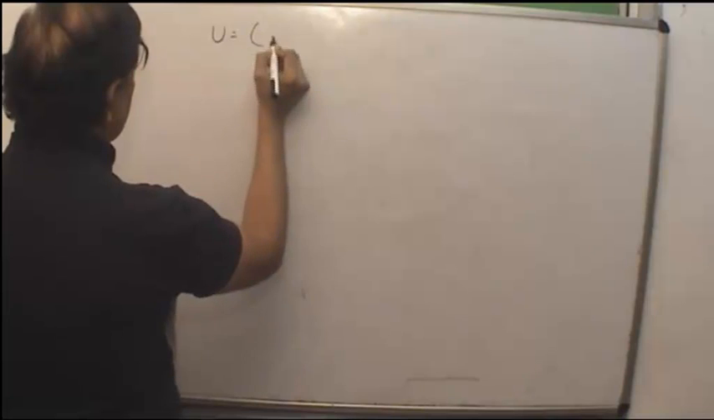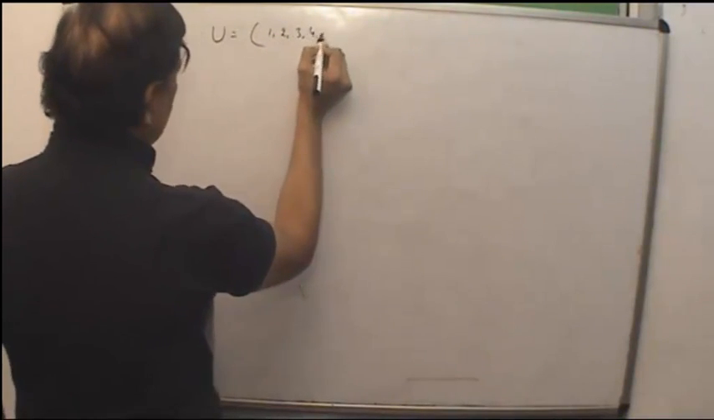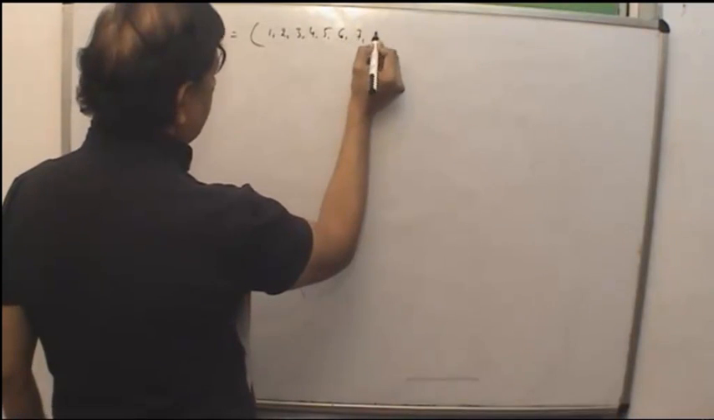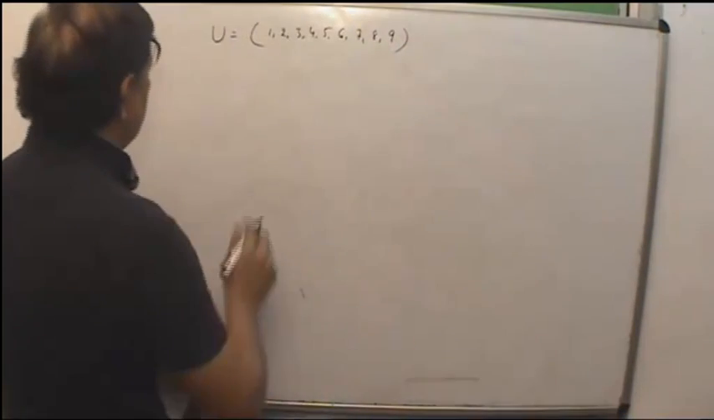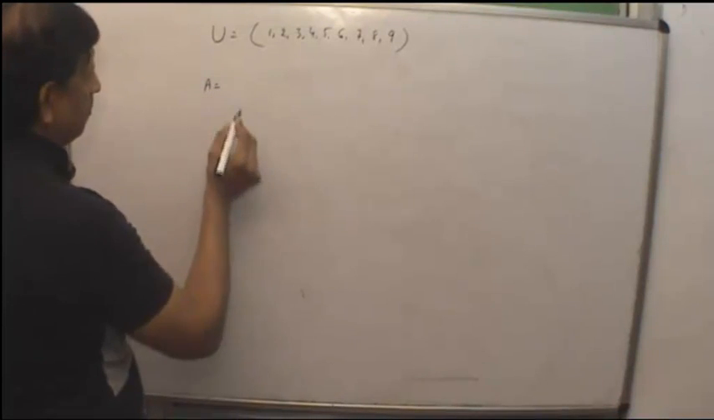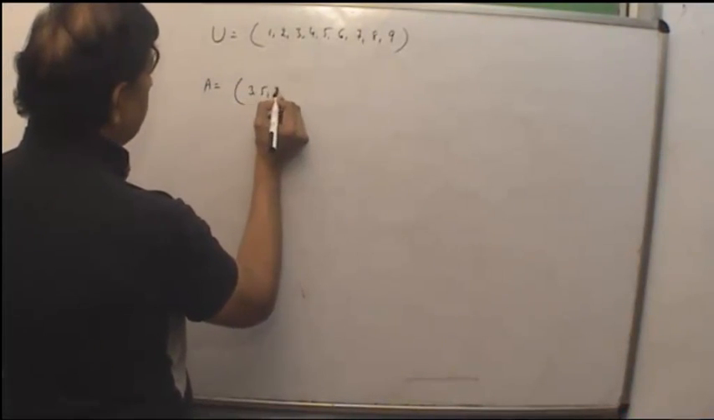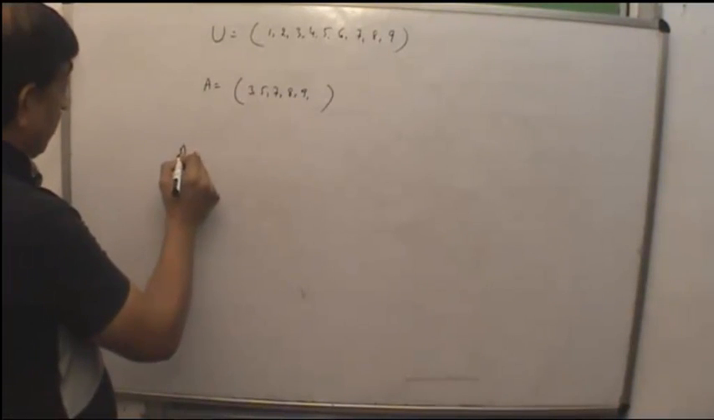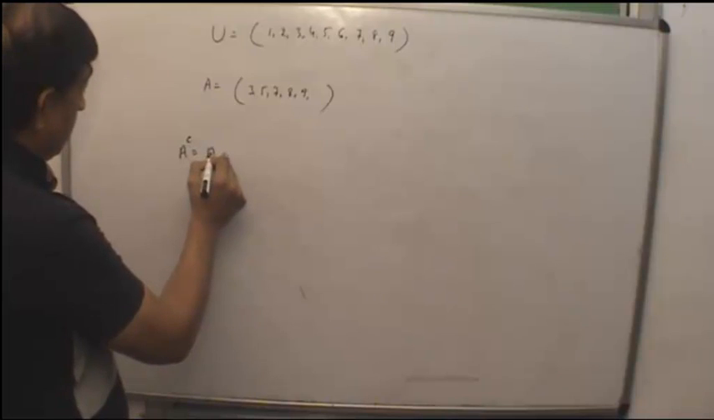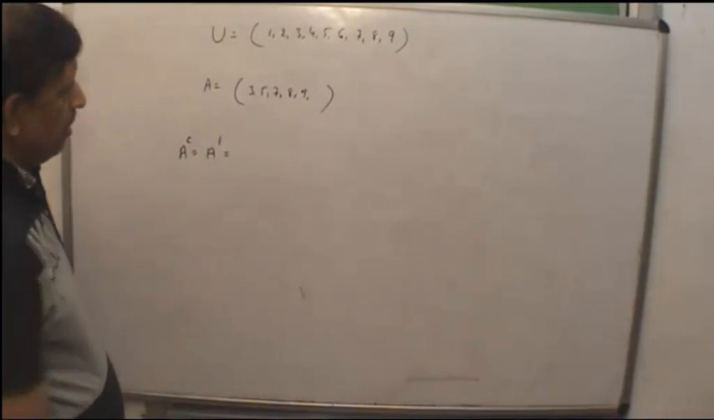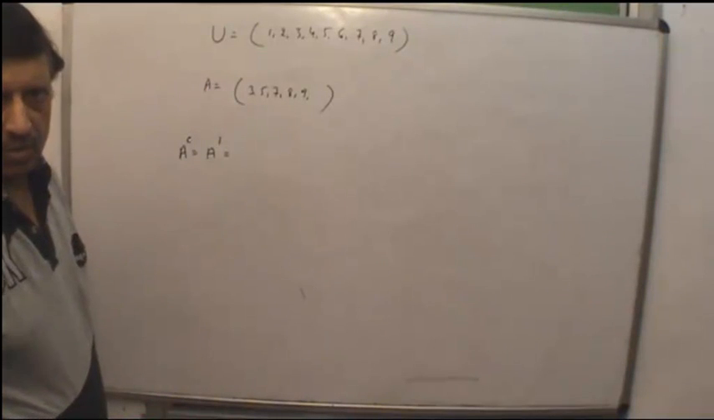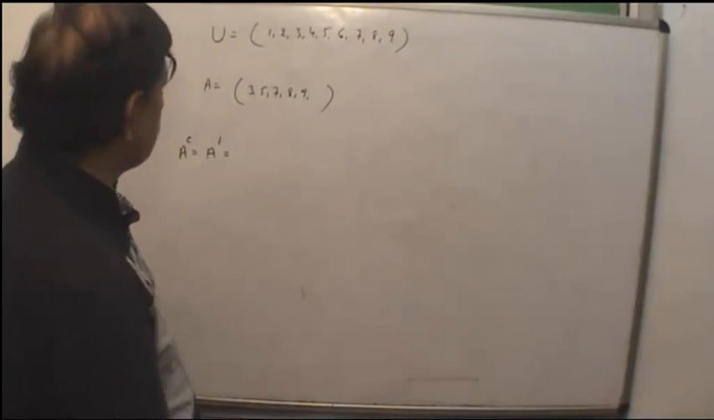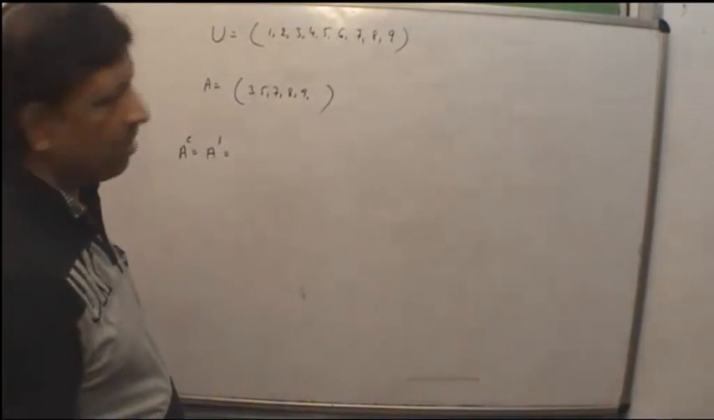Say we consider a universal set U equal to 1, 2, 3, 4, 5, 6, 7, 8, 9. Then A is equal to 3, 5, 7, 8, 9. What do we mean by complement? We denote the complement by A^c or A dash. Those elements in the universal set which are not in A.